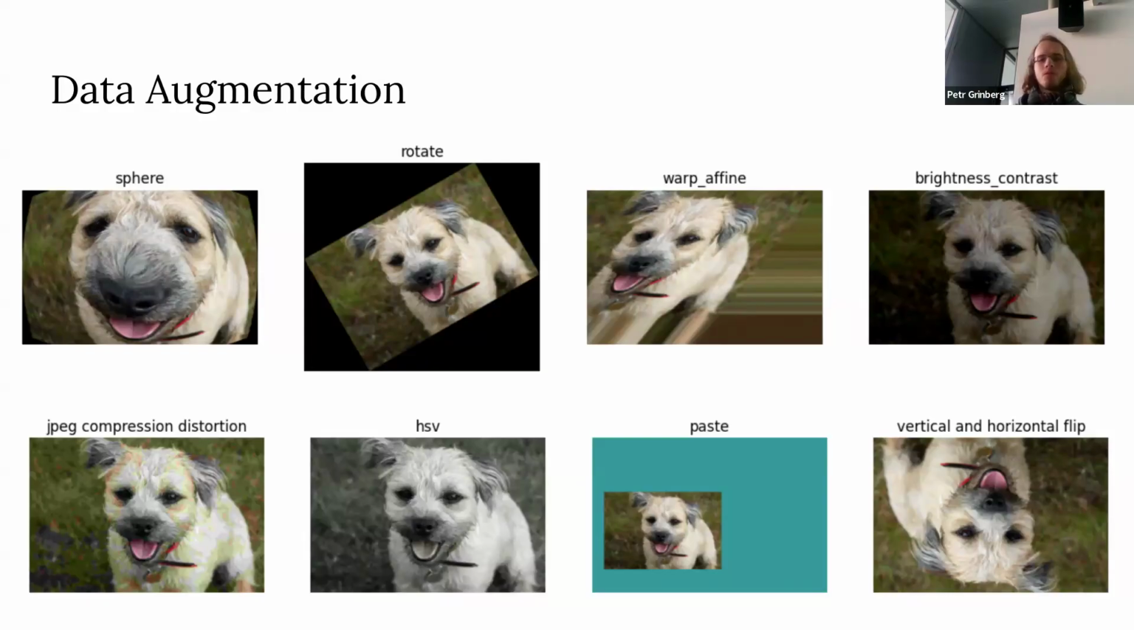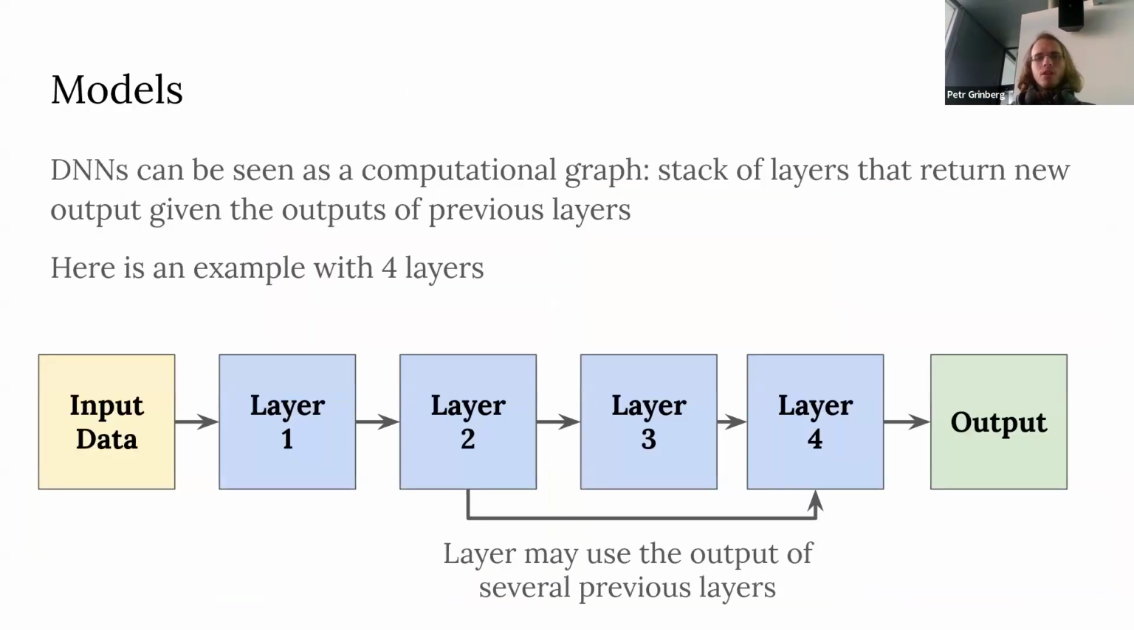Questions? No. Yeah. So we talked about models, but what is actually a model? In a simple way, a deep neural network can be seen just as a computational graph. Some stack of layers that returns output given the outputs of previous layers. Here's an example with 4 layers.